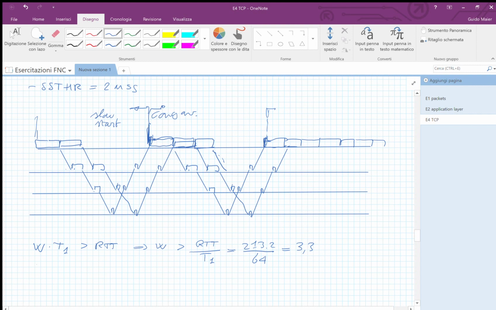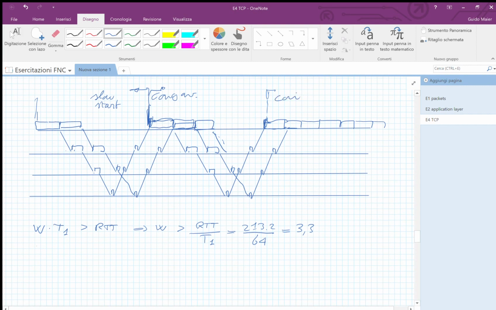Okay, because already in the third round trip time the transmitter is able to send all the window before the return of the ACK on the first packet. So here transmission will become continuous. Okay.